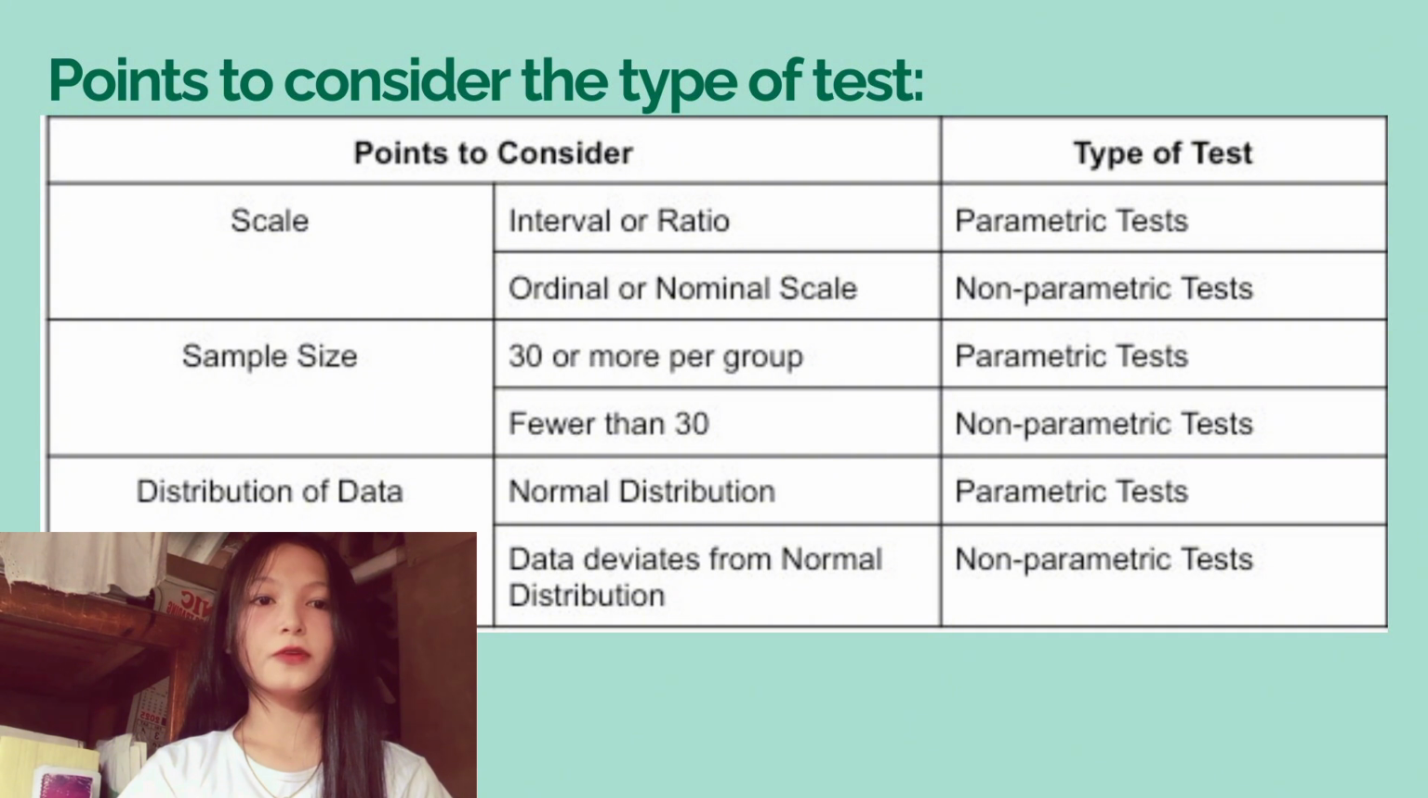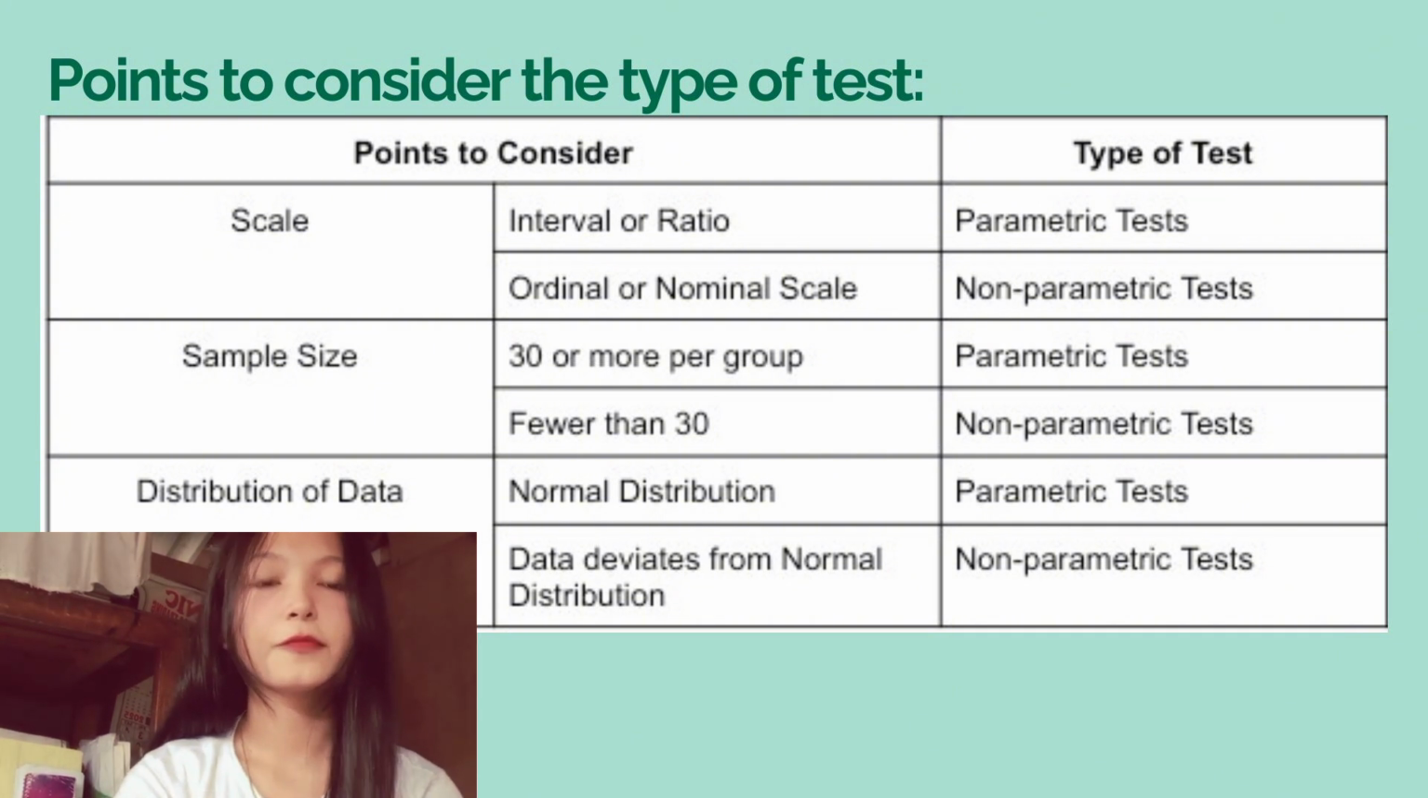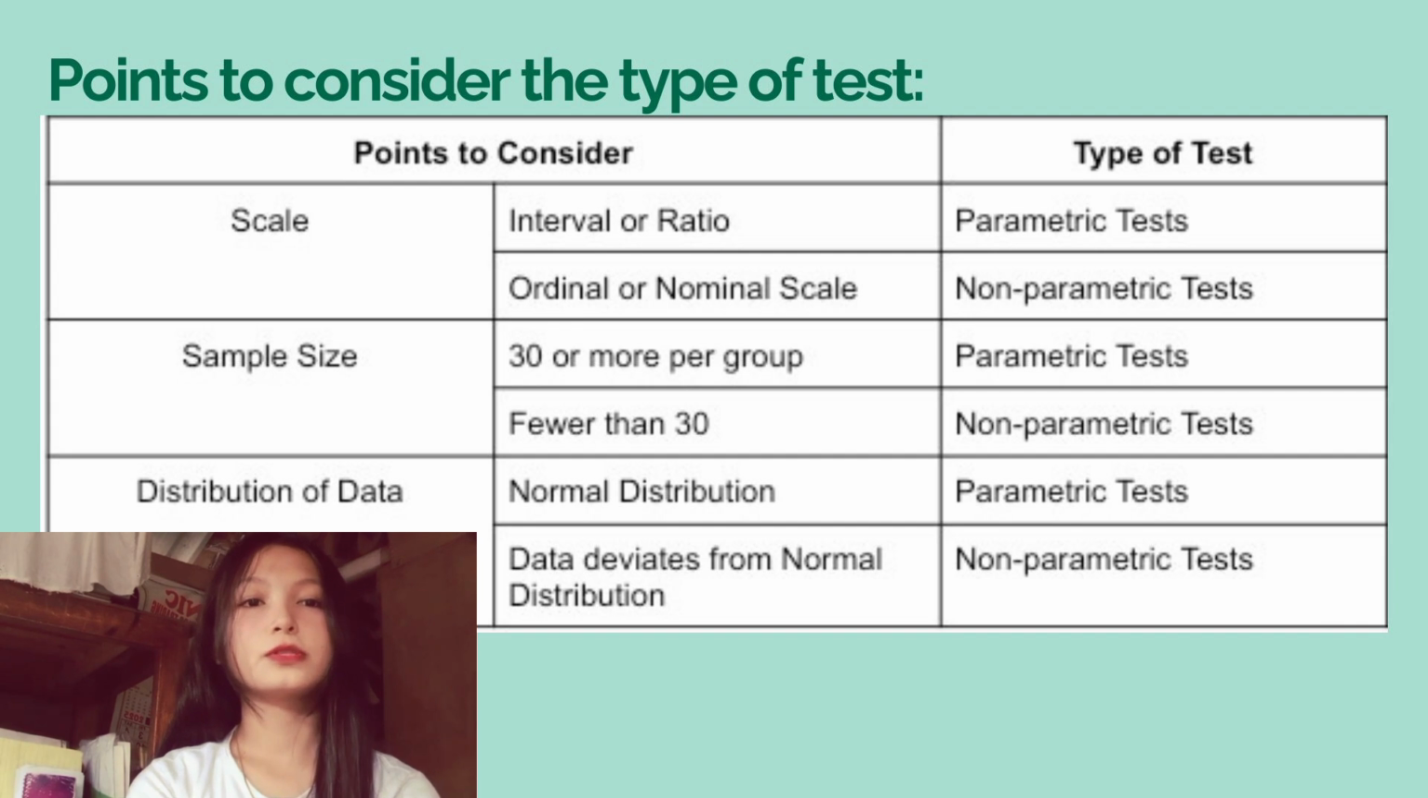A summary of what to consider is presented below. Points to consider, type of test. Scale: interval, ratio for parametric test; ordinal or nominal scale for non-parametric test. Sample size: 30 or more per group for parametric test; fewer than 30 for non-parametric test. Distribution of data: normal distribution for parametric test; data deviates from normal distribution for non-parametric test.